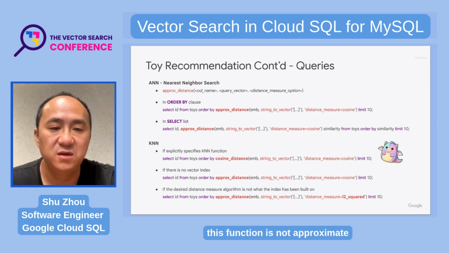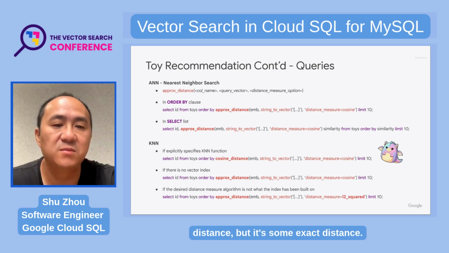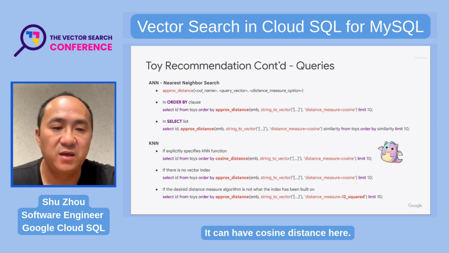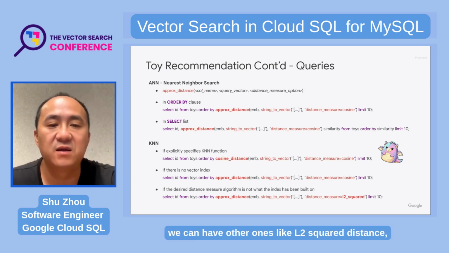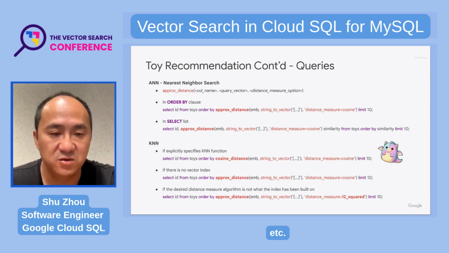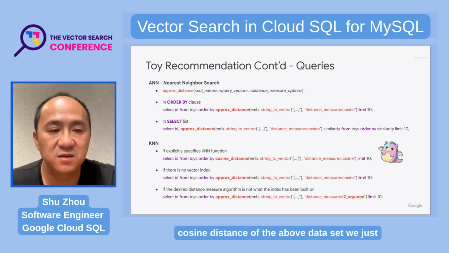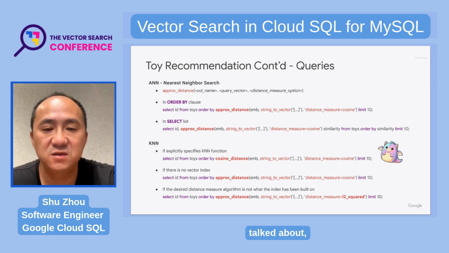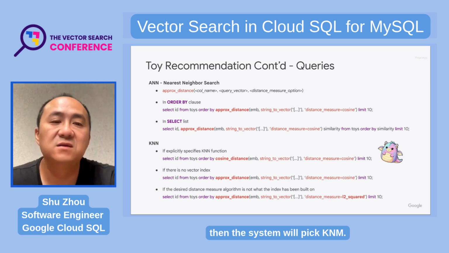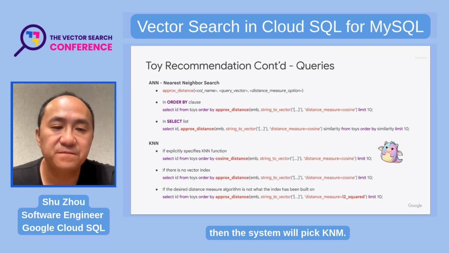This function is not the approximate distance, but an exact distance. We can have cosine distance here, and if you read the manual, we can have other ones like L2 square distance, etc. So if we have a select of the cosine distance on the above data set we just talked about, then the system will pick KNN.